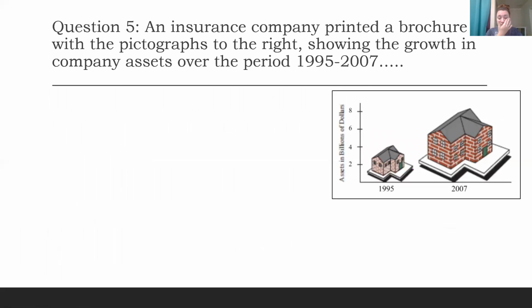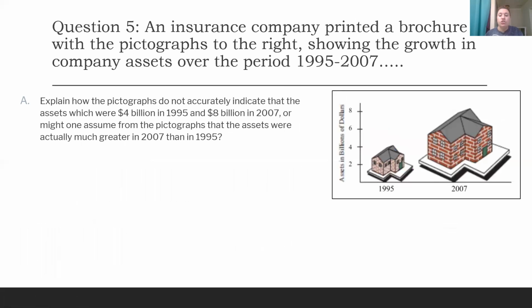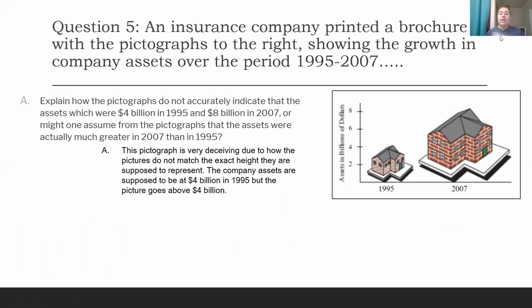Okay, so question 5. An insurance company printed a brochure with the pictographs to the right, showing the growth in company assets over the period 1995 to 2007. Okay, so here's what we're going to do. We're going to explain how the pictographs do not accurately indicate that the assets, which were $4 billion in 1995 and $8 billion in 2007, as one might assume from the pictographs that the assets were actually much greater in 2007 than in 1995. Okay, so if you look at it, this pictograph is actually deceiving.